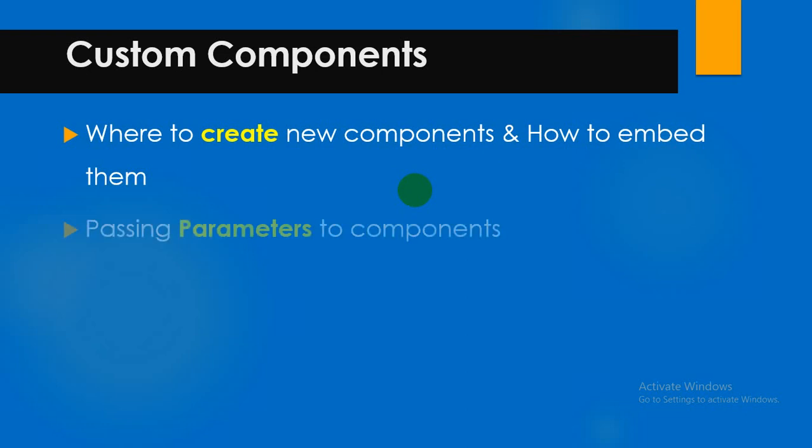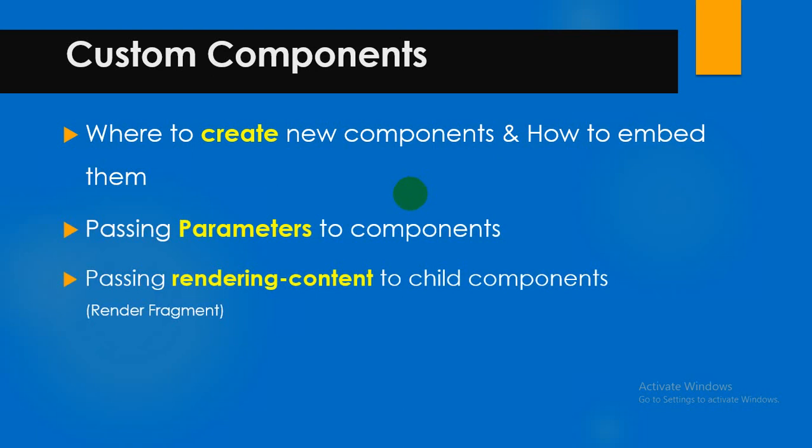The next thing we are going to look at is passing parameters to a component from parent components. That is, from parent components, how can we pass a value to our child component? The third thing that we are going to learn is how we can pass rendering content to a child component, which is known as a render fragment. We are going to learn about that here.